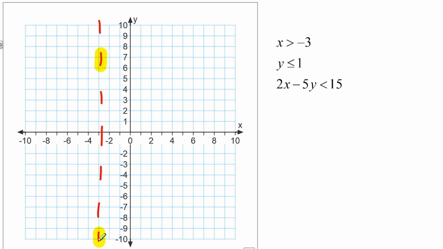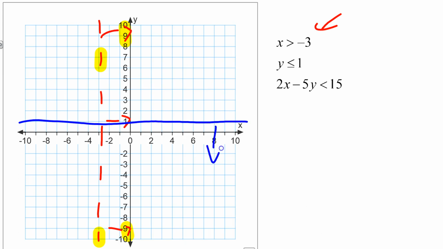Greater than negative 3 says shade all the points whose x values are greater than negative 3. That would be to the right of this line, so I'm going to draw 3 little arrows like that. Now I'm going to do y is less than or equal to 1. That would be this line right here, and the shading for that will be below. So I draw 2 little arrows like that.